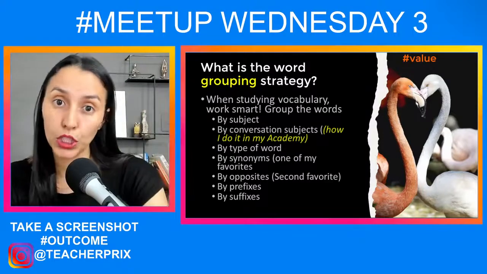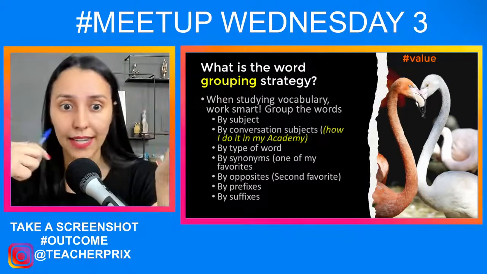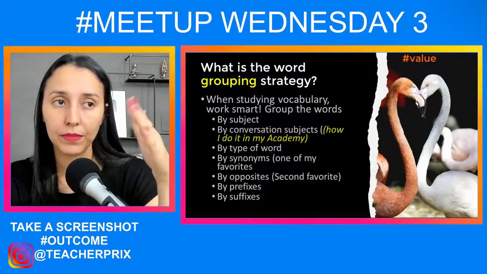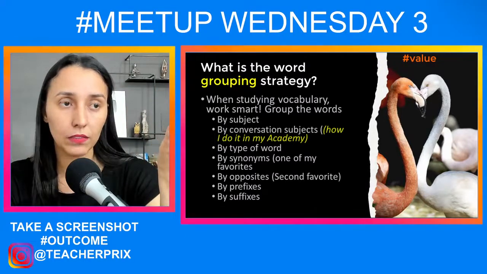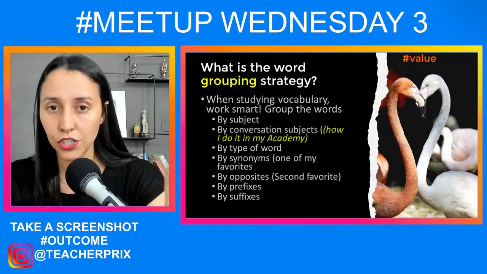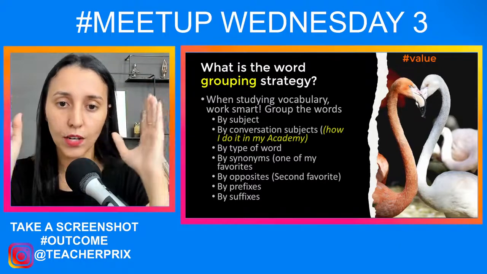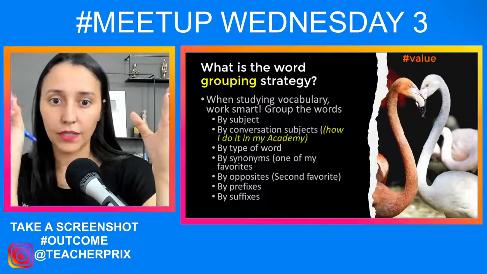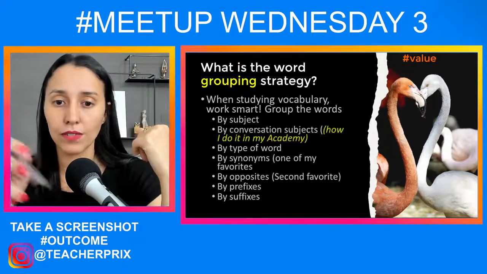The type of word, nouns, verbs, adjectives. And then you can combine all nouns to talk about the weather, nouns to talk about food, verbs to talk about health conditions, okay? So you can group the type of word and do another kind of grouping with the subject, okay? And then you can do that plus a conversation subject.